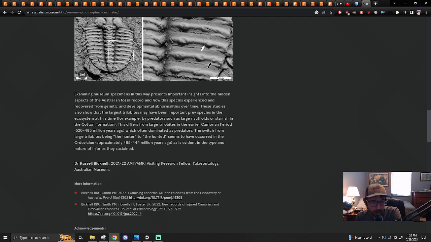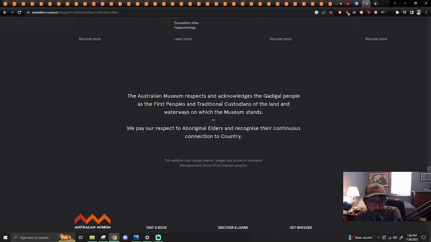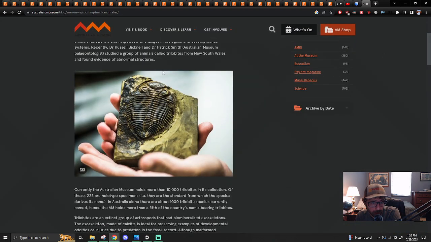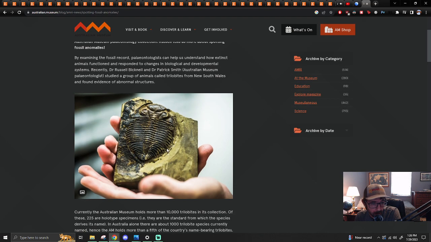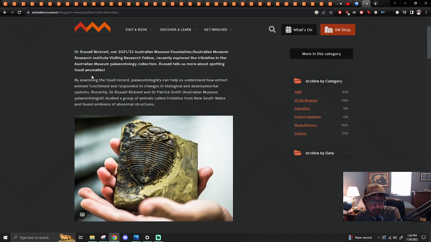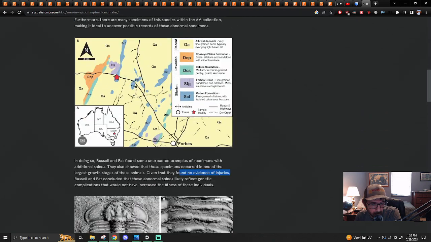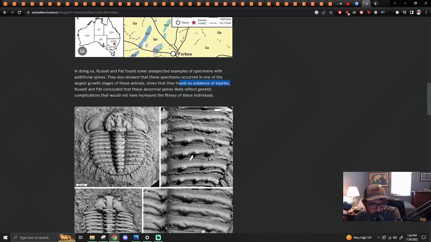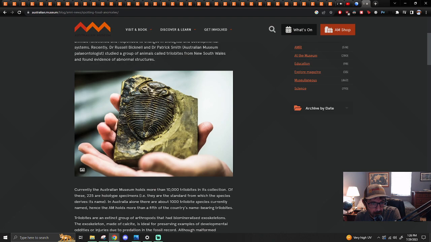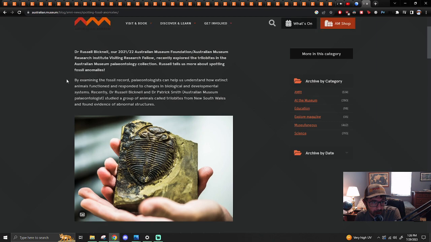Examining museum specimens in this way presents important insights into the hidden aspects of the fossil record. Okay, that's all we get, those ones. There might be something to that one being anomalous as well. I don't see it immediately. Maybe the fact the spine continues into the head. I don't know if it usually does that. That is a little odd. Maybe that is odd. I don't know if they explain it.